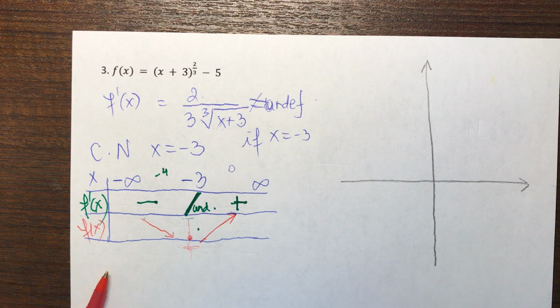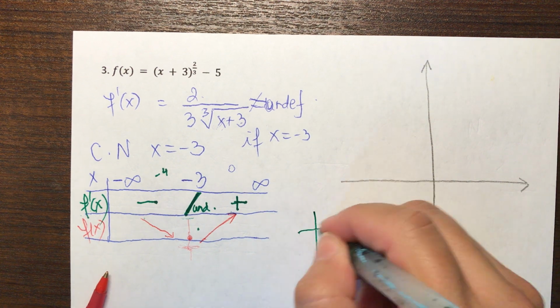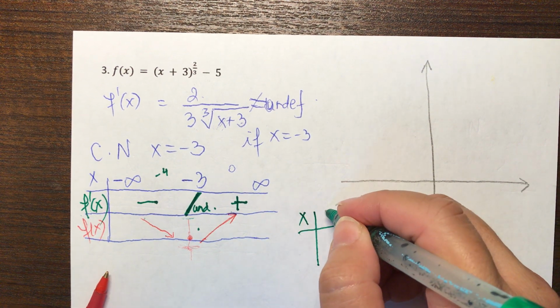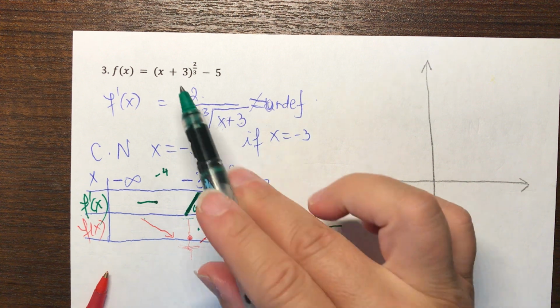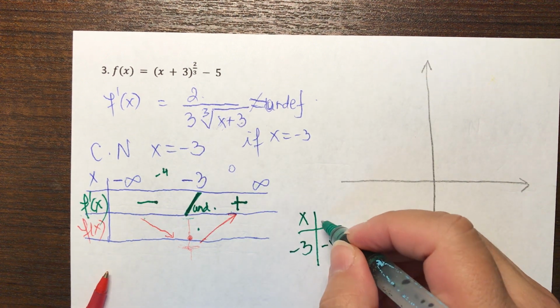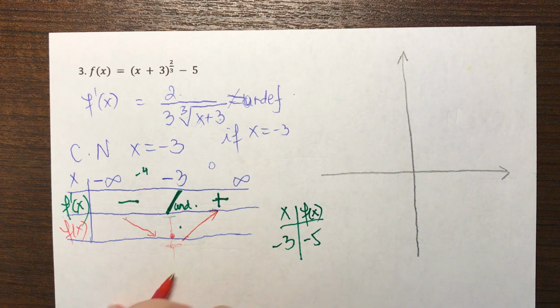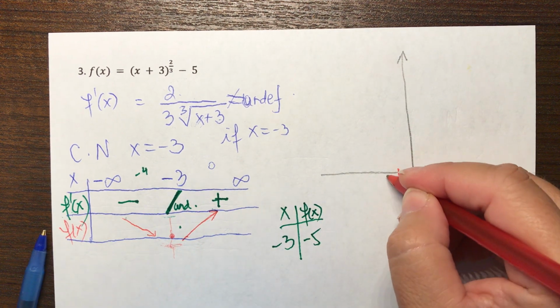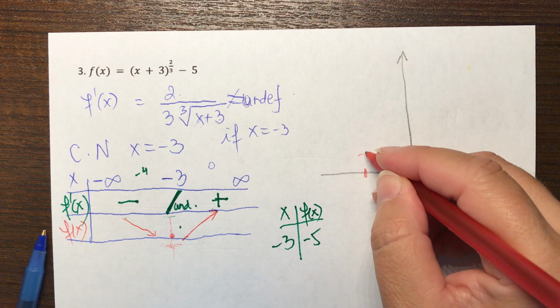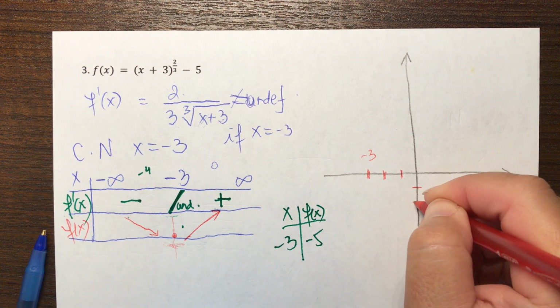So what we found, that critical point, we plugged in -3 into this function, we got -5. Okay, so here's your only point of importance. (-3, -5).